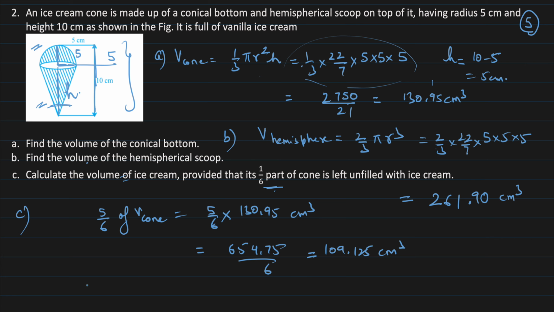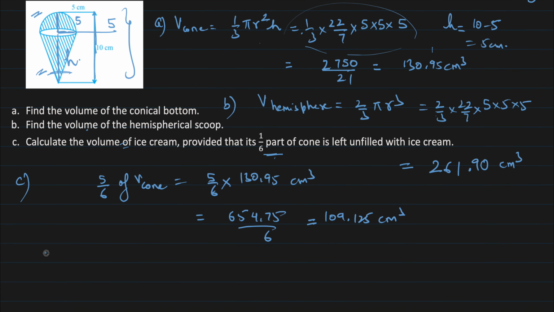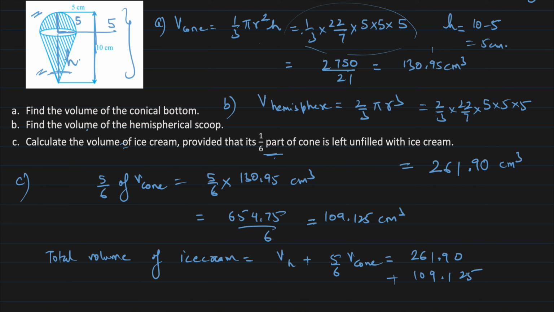Okay. Now the total volume. Let's calculate total volume of ice cream. That comes out to be volume of hemisphere plus 5 by 6 of volume of cone. So that is 261.90 plus 109.125. So when you add, 371.025 centimeter cube. So that's your final answer, students.